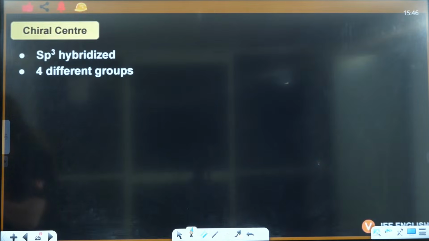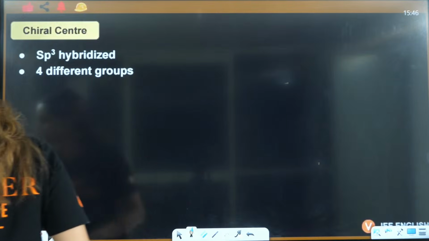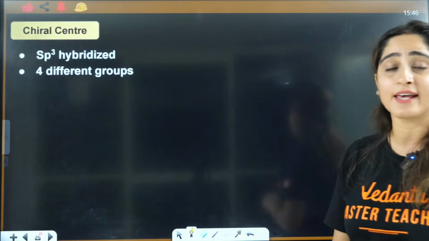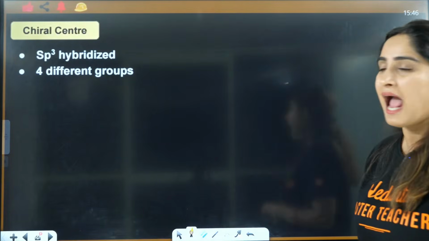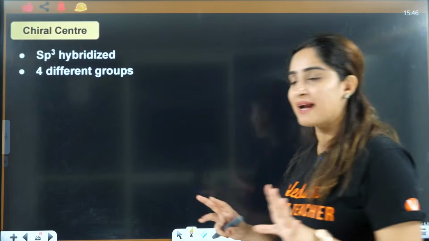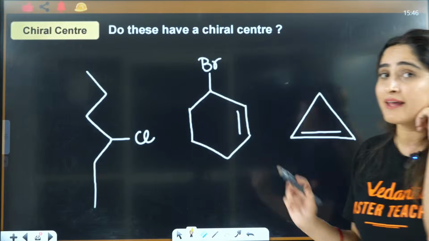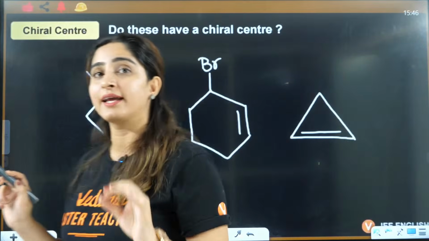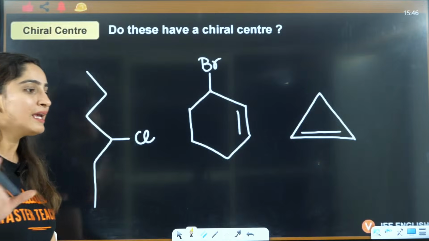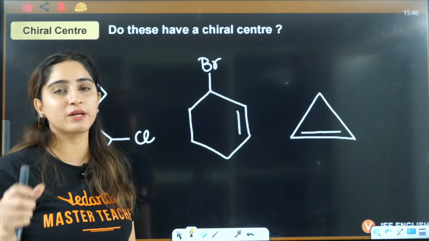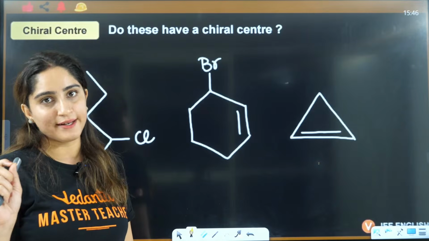Right, okay, yes. Now, a chiral center is a center which is sp3 hybridized and has 4 different groups. That is a chiral center, okay. Let's talk about whether any of them has a chiral center, and these are the questions that they can directly ask you. Even the calculation of optical isomers and stereoisomers is based on the chiral centers only, right?